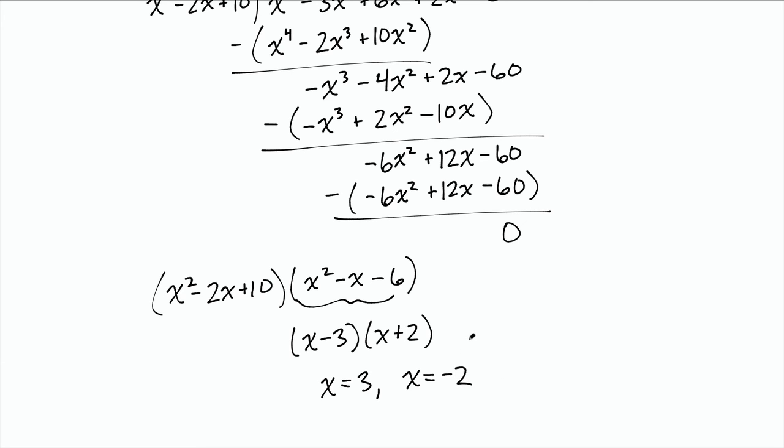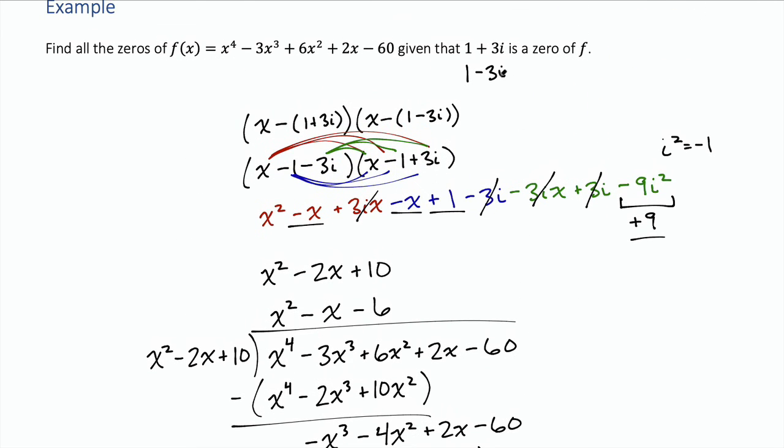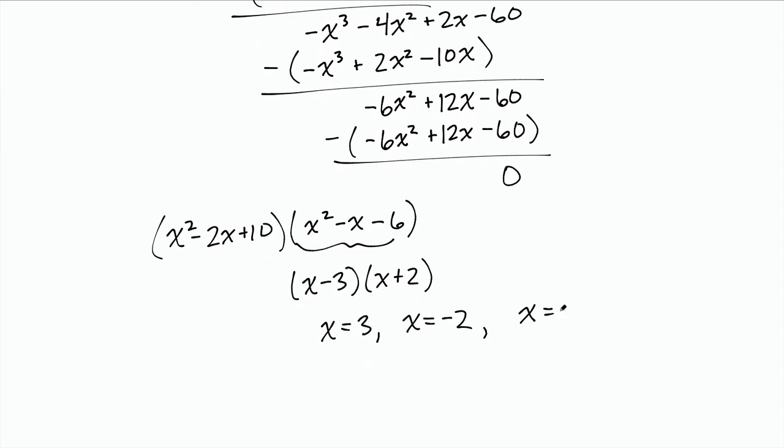So the zeros of our polynomial are these two real zeros, including the complex zeros given above here, 1 plus 3i and 1 minus 3i. And those are the four zeros of our polynomial.